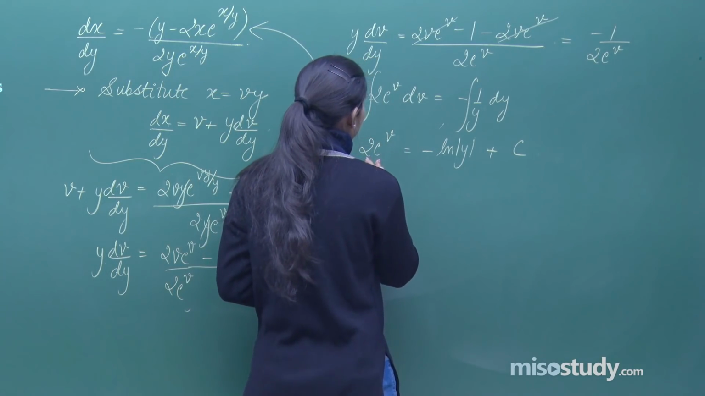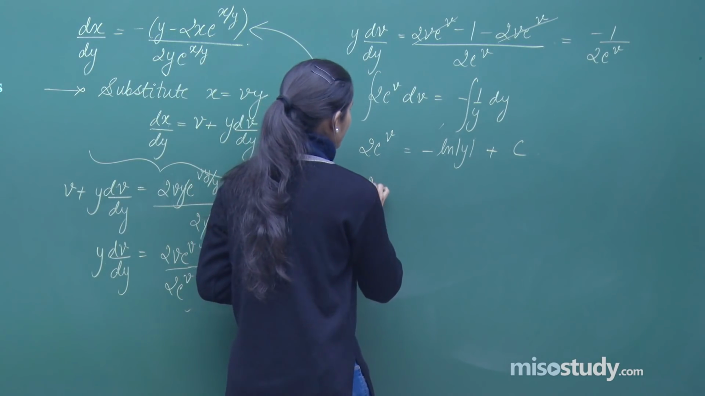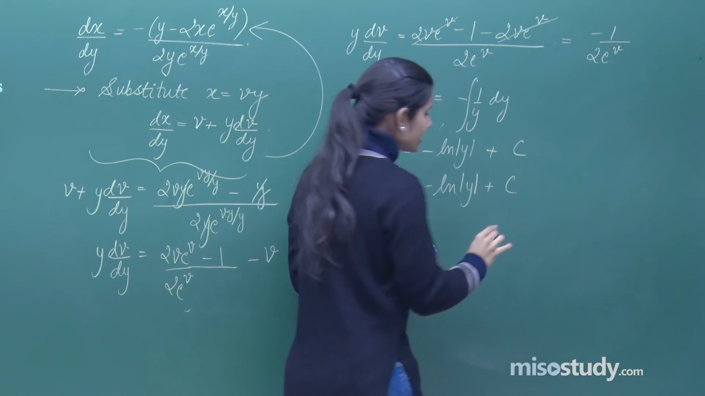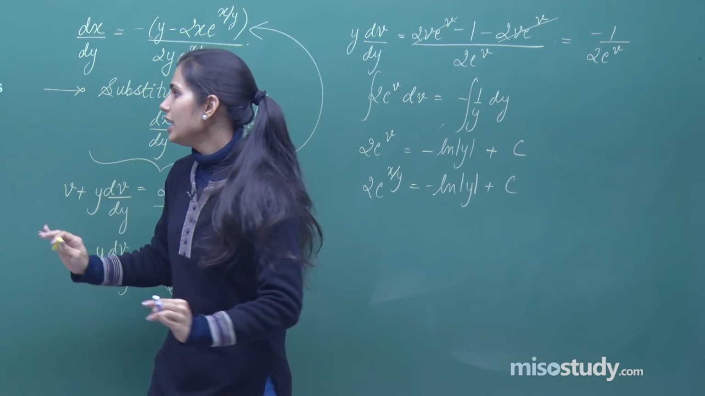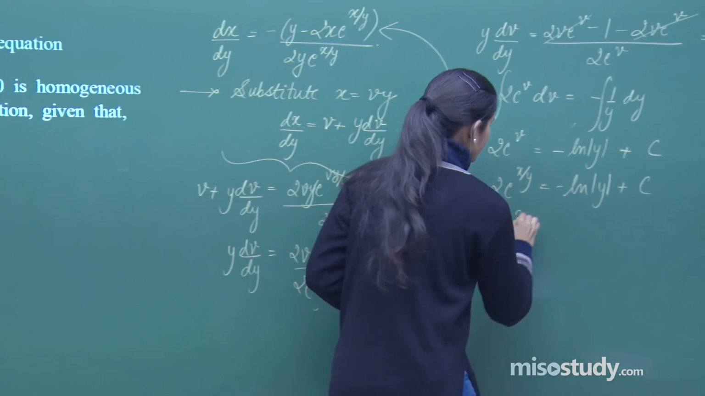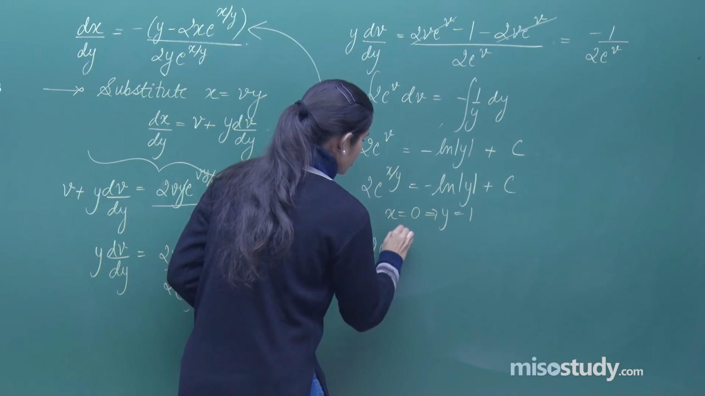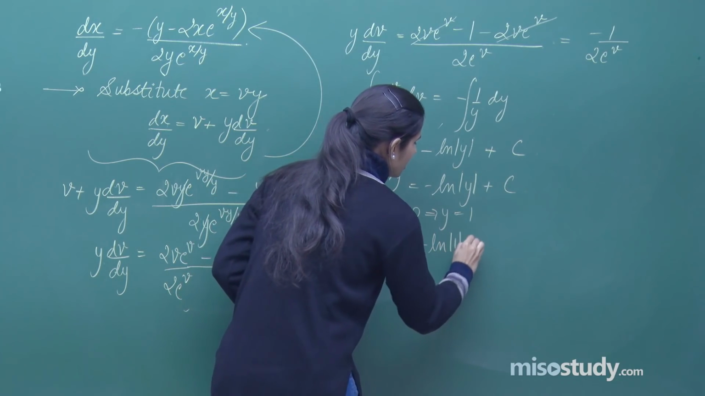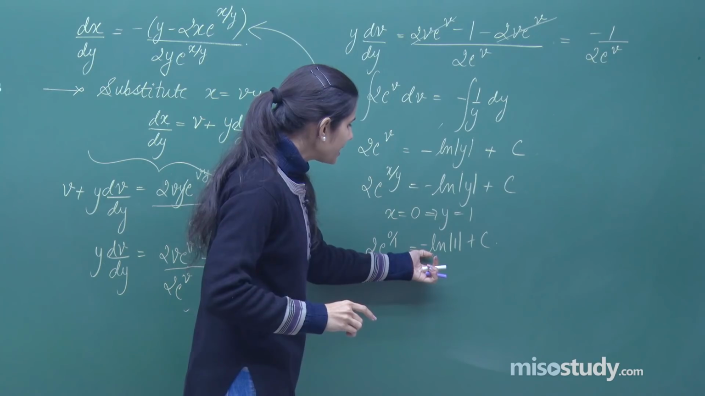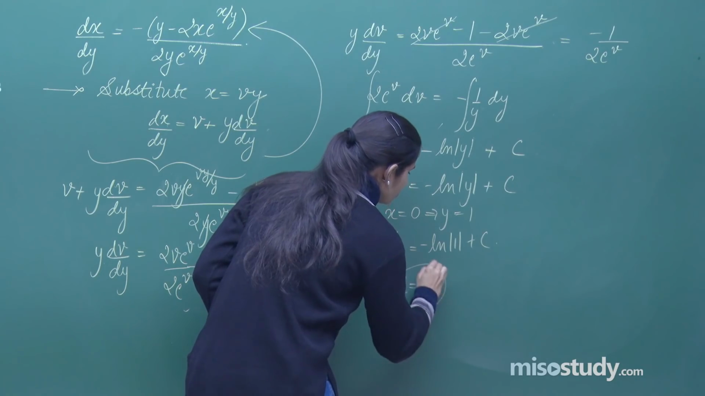Now what I do is I replace v by x by y. So I get twice of e to the power x by y equals minus ln mod y plus c. This is my general solution but not the particular solution. I have to find the particular solution when x is 0 and y is 1. So when x is 0 and y is 1, put x equals 0, 0 upon 1, this will be minus log 1 plus c. So you will get 2 e to the power 0, e to the power 0 is 1, so you get 2 is equal to minus, what is log 1? 0. So 2 is equal to 0 plus c, you get c is equal to 2.